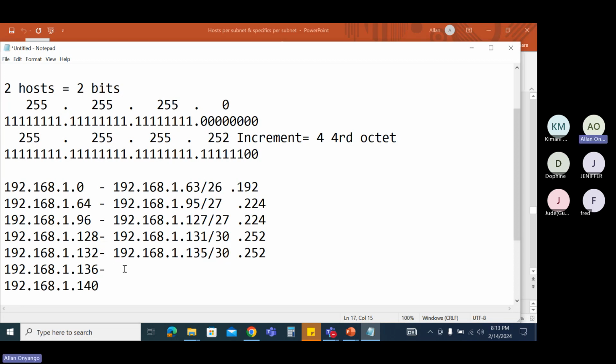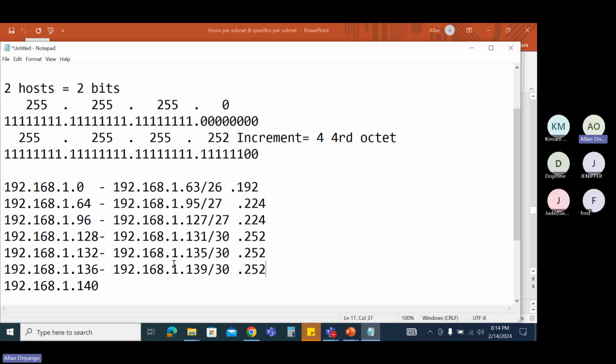Let's get this range here. This is beginning at 140. This one ended at 139. It's also going to be slash 30. Dot 252. It's done. We are done. We are really done. Okay?